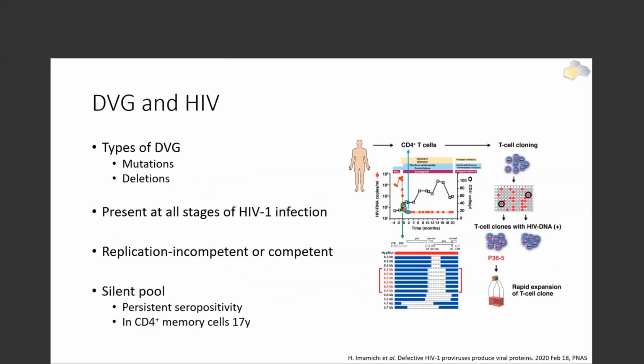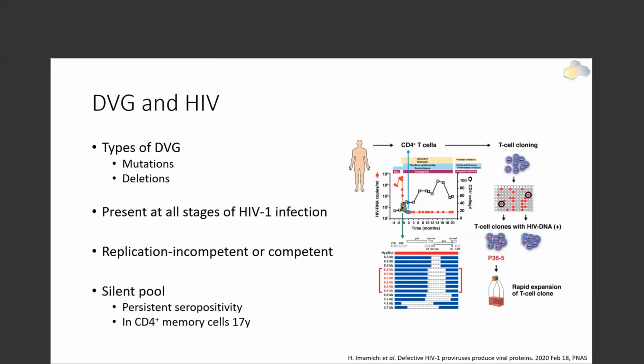Interestingly, this is a publication that Dr. Fauci co-authored right before the pandemic, practically. This is from early 2020. So he's been working actively in this field, and it's interesting that more and more people are looking into DVGs, even in HIV, which has been heavily studied.